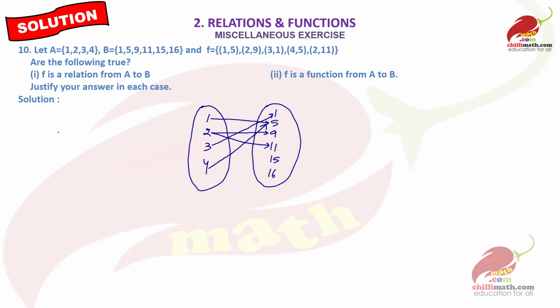So the first question is, is F a relation from A to B? Yes. Why? Because left-hand side elements belong to A and right-hand side elements belong to B. Second, is F a function from A to B? No. Now we are saying no, so we have to give one example. Because 2 is related to 9 also and 2 is related to 11 also, which is not possible.